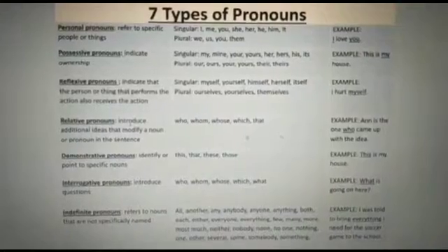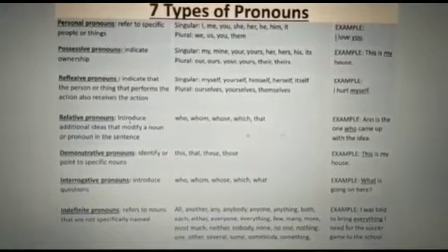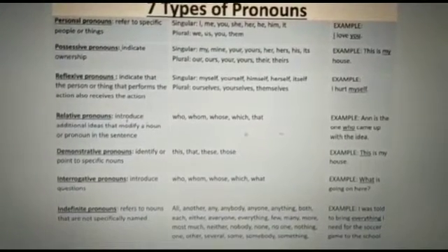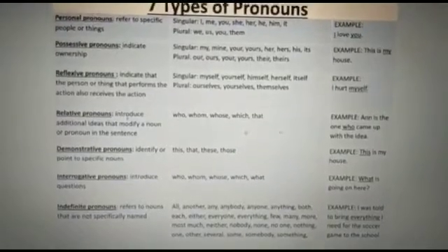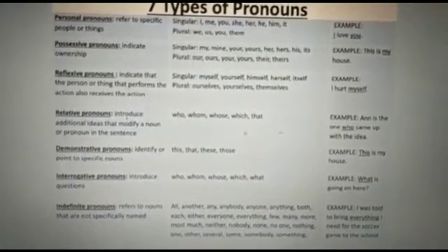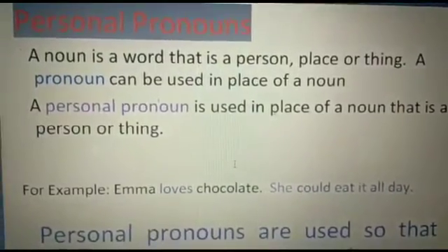The 7 types of pronouns that we are going to study in this chapter are personal pronouns, possessive pronouns, reflexive pronouns, relative pronouns, demonstrative pronouns, interrogative pronouns, and indefinite pronouns. Let's start with the personal pronouns.